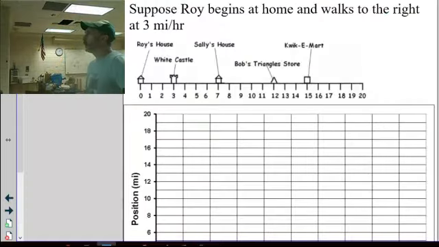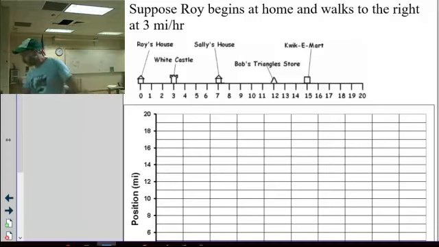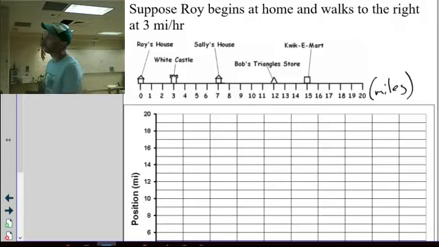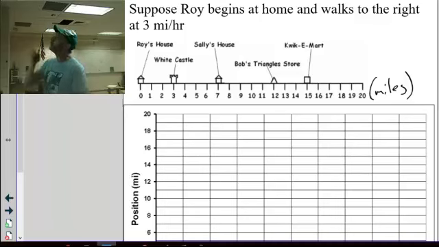All right. So I put together this little number line here, right? I realized I didn't put units on it, so we're going to assume that all of these positions are in miles, okay? So the position of Roy's house is 0 miles, the position of Bob's Triangle store is 12 miles, etc. All right? So in the example here, it says, suppose Roy begins at home and walks to the right at 3 miles per hour. So let's think about what's going to happen.